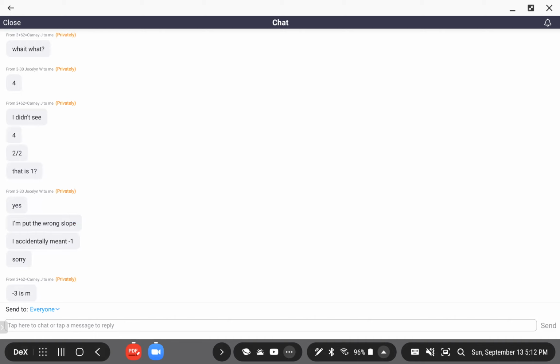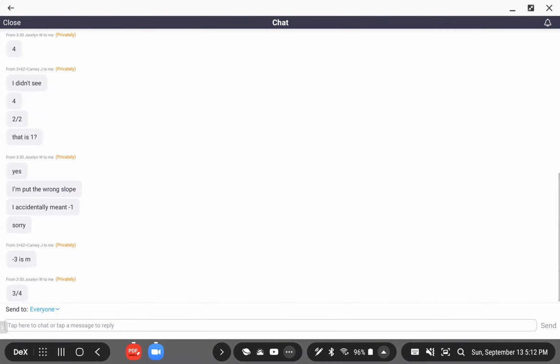Carney says -3 is the m, which means -3 is a slope. Okay, so very good, Carney. And then Jocelyn says 3/4 is the slope. So you might want to double check your work, Carney. So I'll give you a bit of time to try and figure this out. I'll go back to the slide.